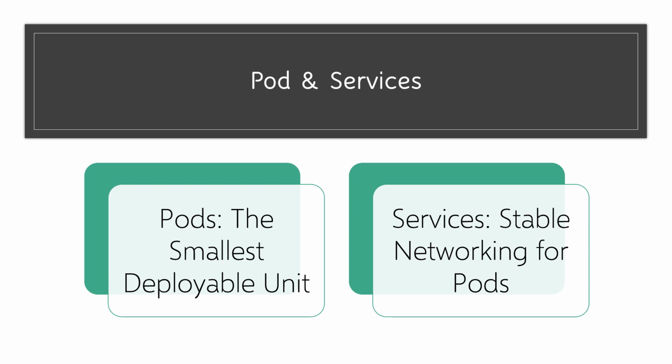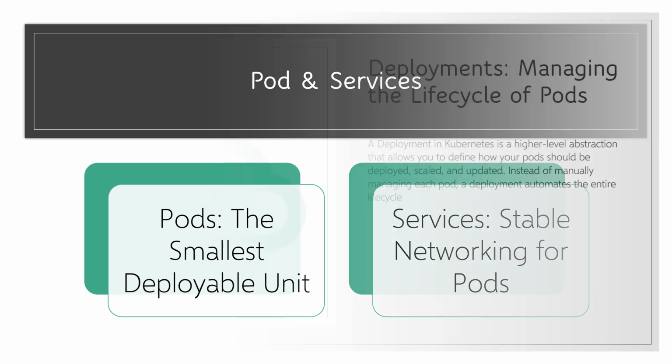There are several types of services. ClusterIP exposes the service only within the cluster. NodePort makes the service accessible from outside the cluster on a specific port. LoadBalancer provides a way to expose the service externally through a cloud provider's load balancer. By using services, you can ensure that even as Kubernetes creates and destroys pods dynamically, your application can consistently connect to the resources it needs.